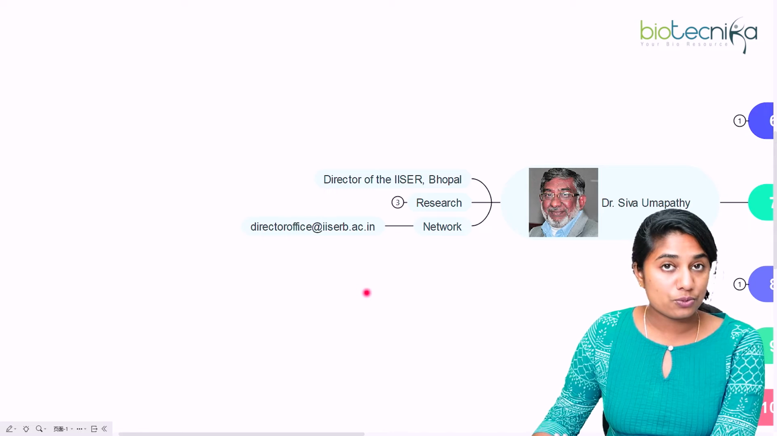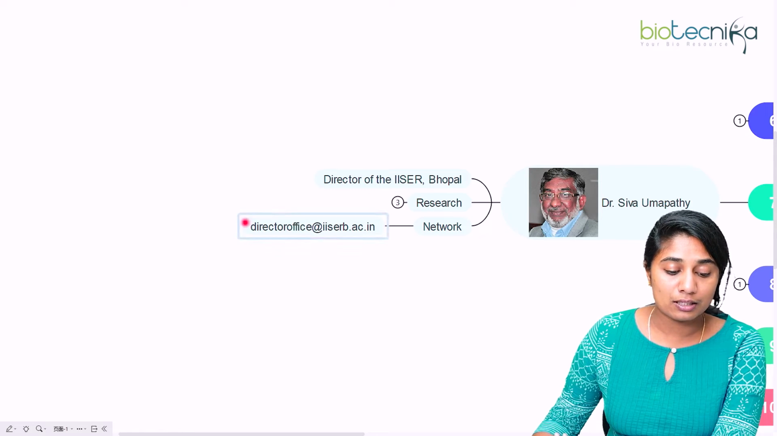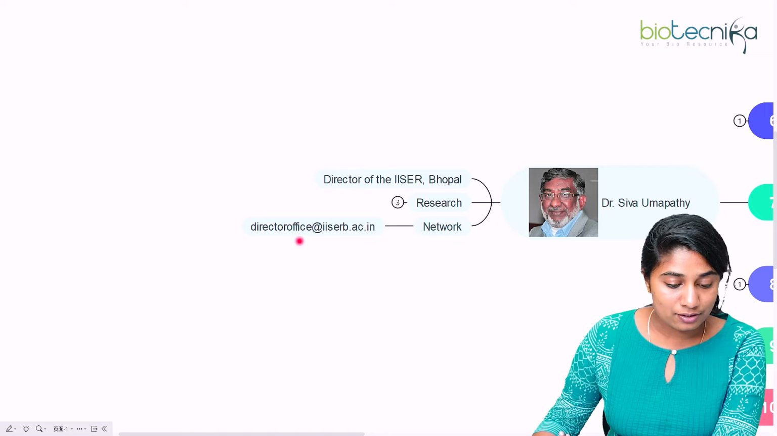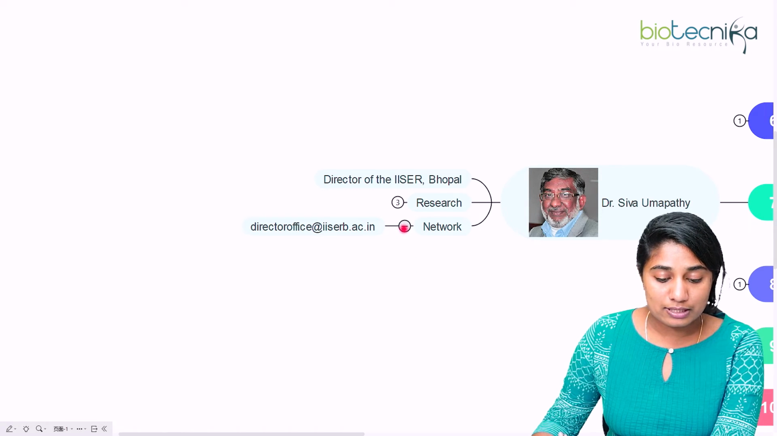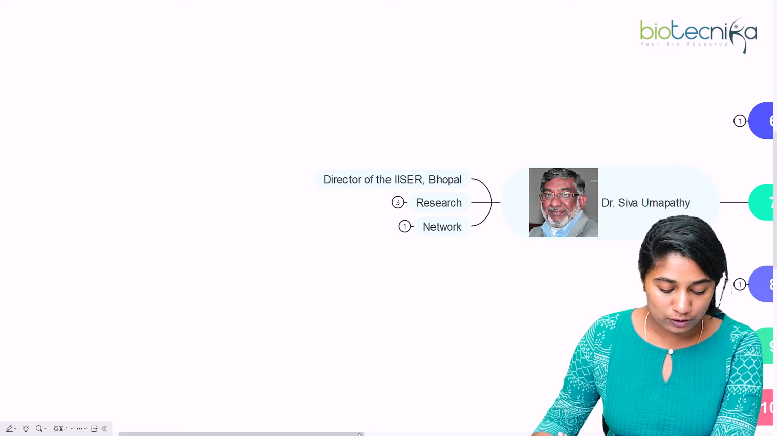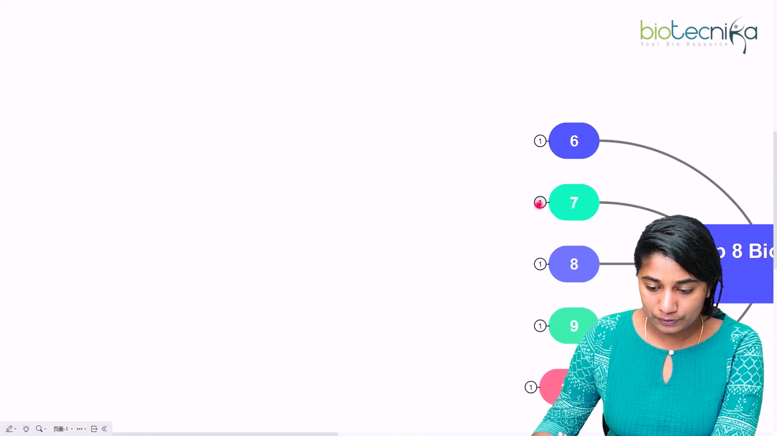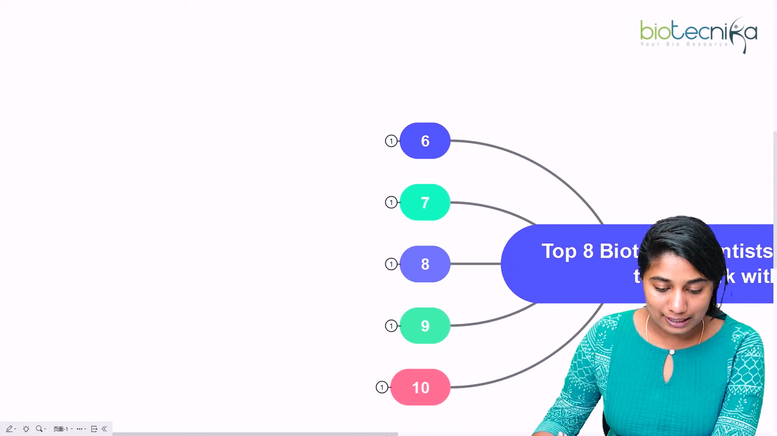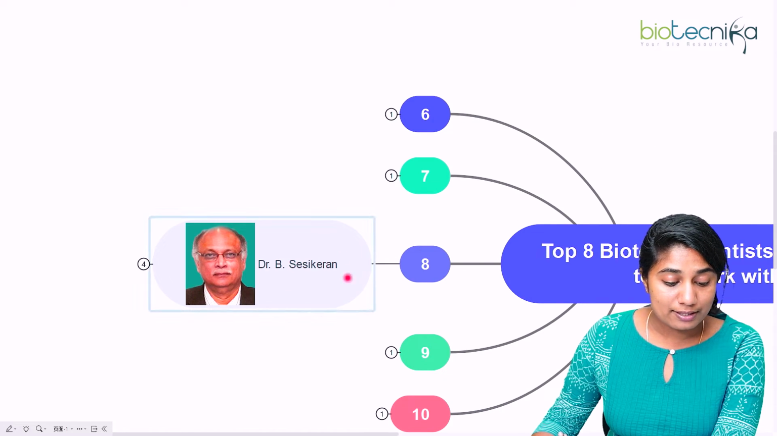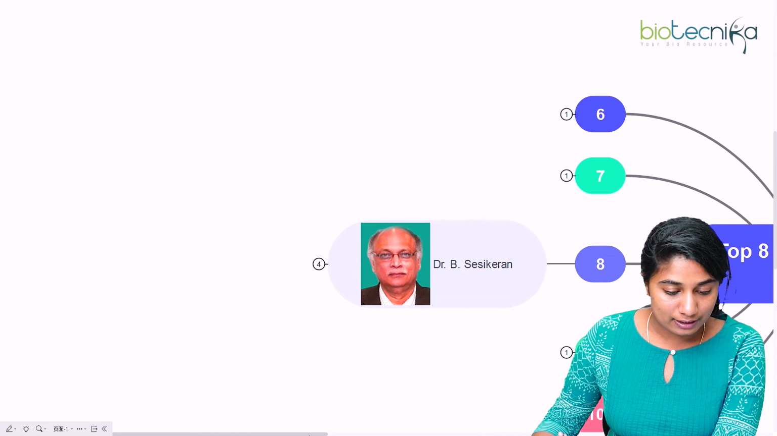Thirdly, if you want to network with him, then this is his office email ID, that is directoroffice@iiserb.ac.in. So his team will get in touch with you if you want to network with Dr. Shiva Umapati. So the last scientist that I had for all of you is Dr. B. Basikaran.